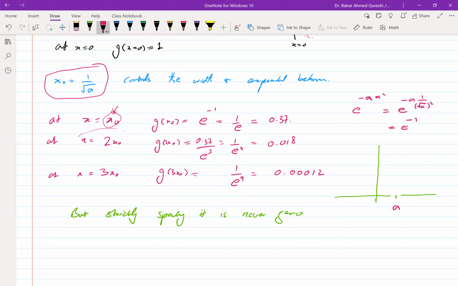Then I put 2a. Well, it wasn't a, it was x naught. 2x naught, 3x naught. And over here, I'm computing whatever value the function takes on the y-axis. So I see where it is over here. What is its value? Understood.